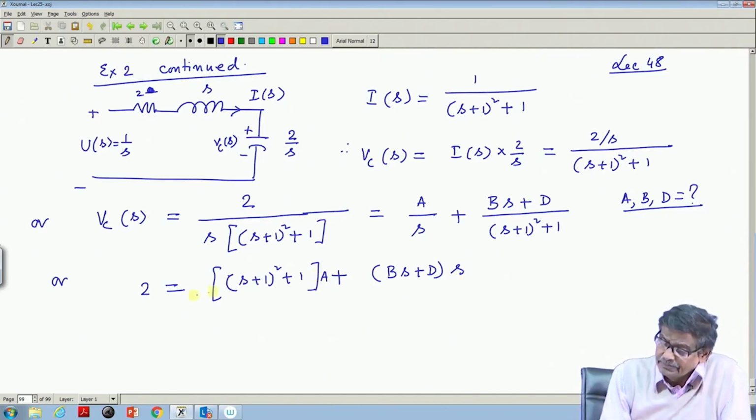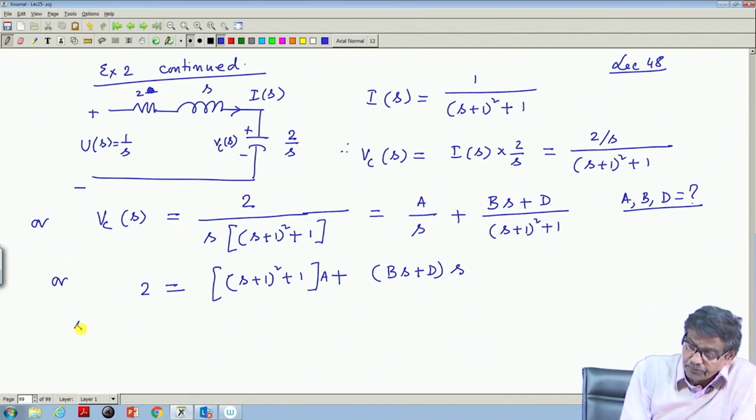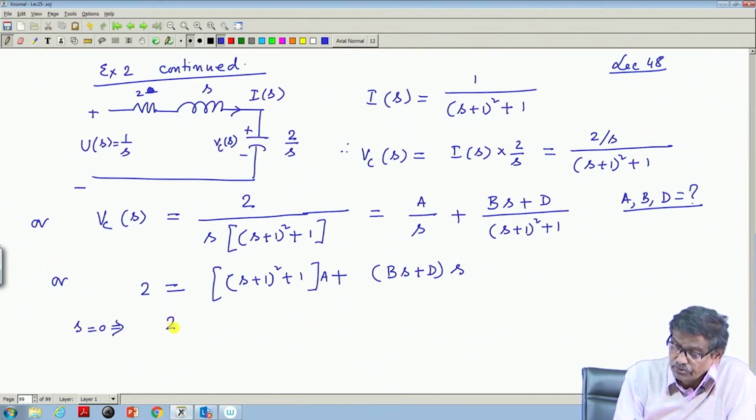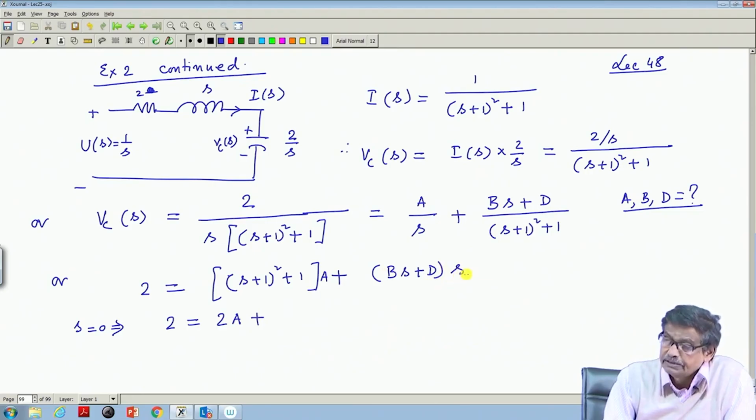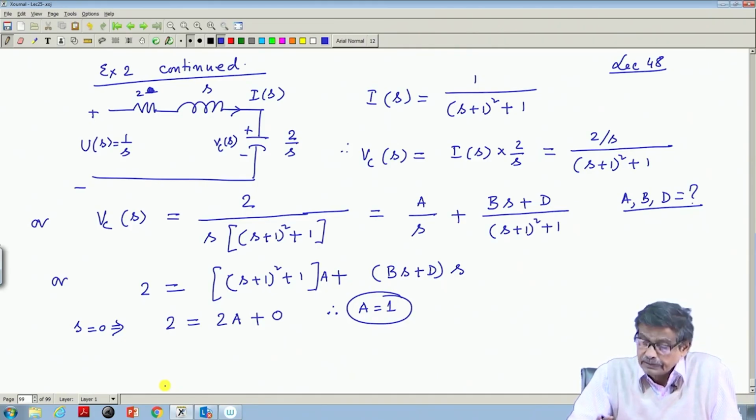Now, the value of A can be easily calculated by putting s equal to 0. B and D will go. If you put s equal to 0 on both the sides, you will get 2 is equal to 1 square plus 1, that is 2, into A, plus this term will be 0 because the whole thing is multiplied by s. Therefore, your A will be equal to 1. If you practice, you can do it in a faster way. So A is 1, one constant is obtained.